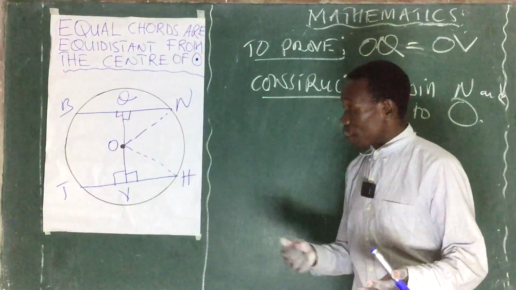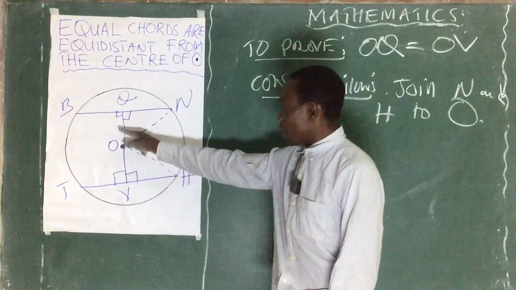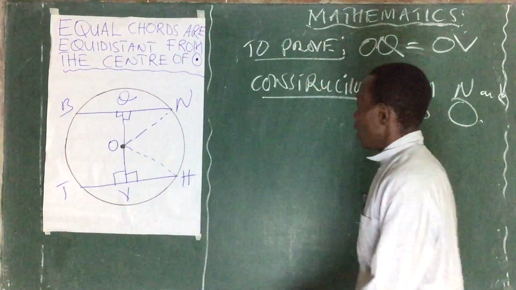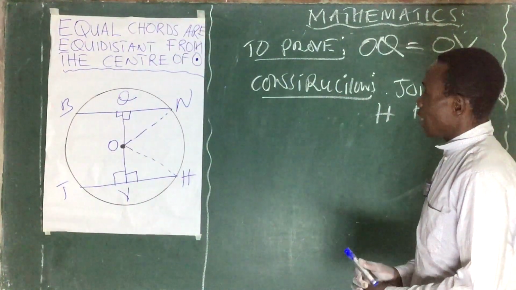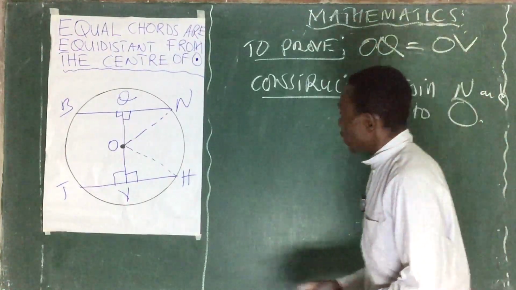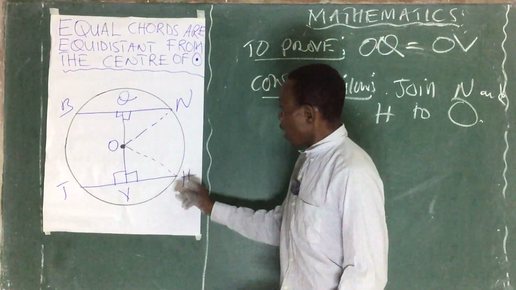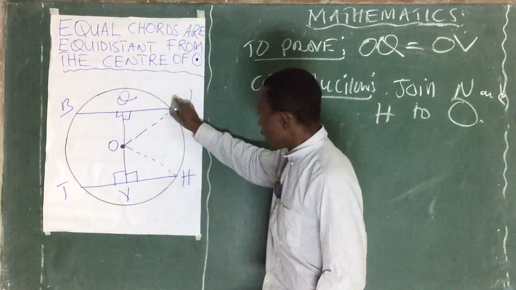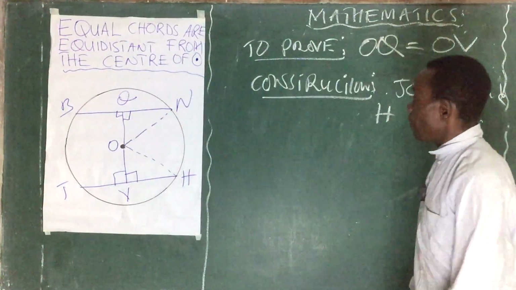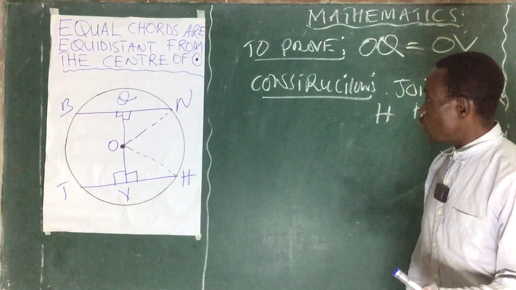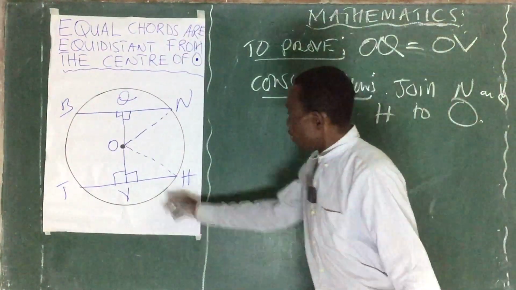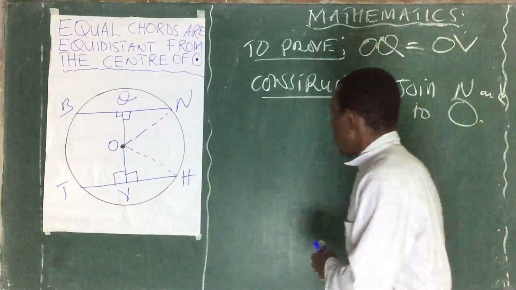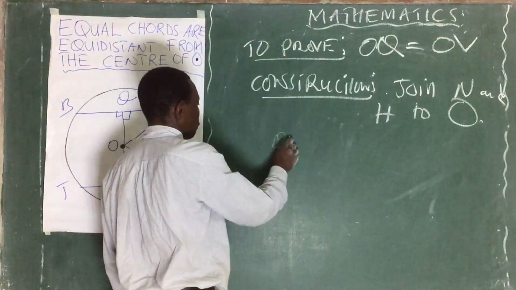If I show that the two triangles ONQ and OHV are congruent, then I'll be able to pick out the corresponding sides, and I expect that the two corresponding sides will be this one and this one. If the two sides are equal, then definitely the distances from the center are equal. So in short, the moment I've joined ON and OH, I have two triangles OVH and OQN, and I'll use the congruency method to prove that these two sides are equal. Right, so now let's get into business. Proof.